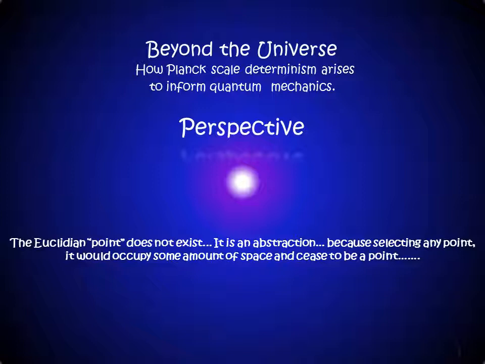First thing I'd like to point out is that some of our basic ideas are not really applicable when we're talking about physics. Very basic mathematical ideas just simply cannot be applied. The first one, an important one in my mind, is the Euclidean idea of the point. And I claim that it does not exist, that it is an abstraction. The reasoning is that selecting any point, it would therefore occupy some amount of space and cease to be a point. Simple enough.